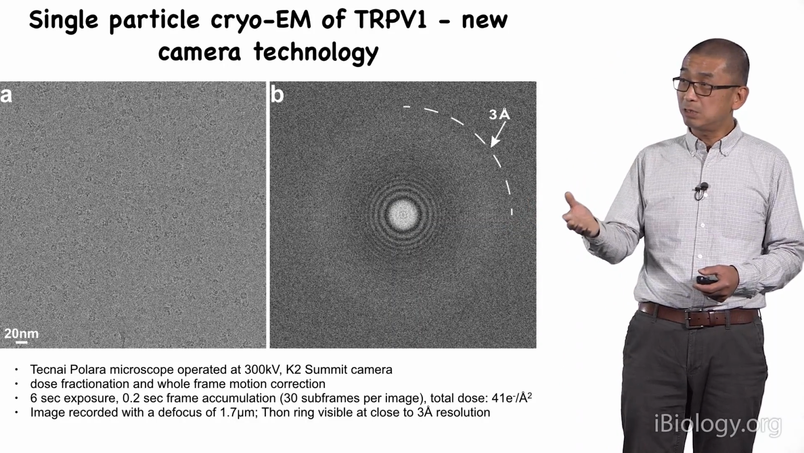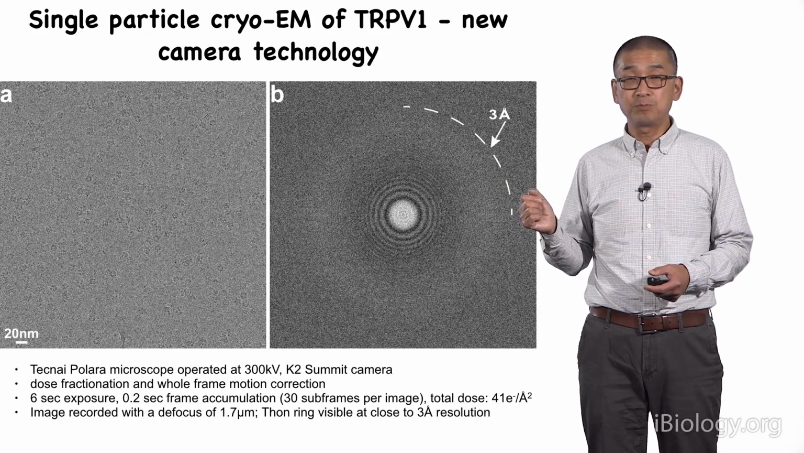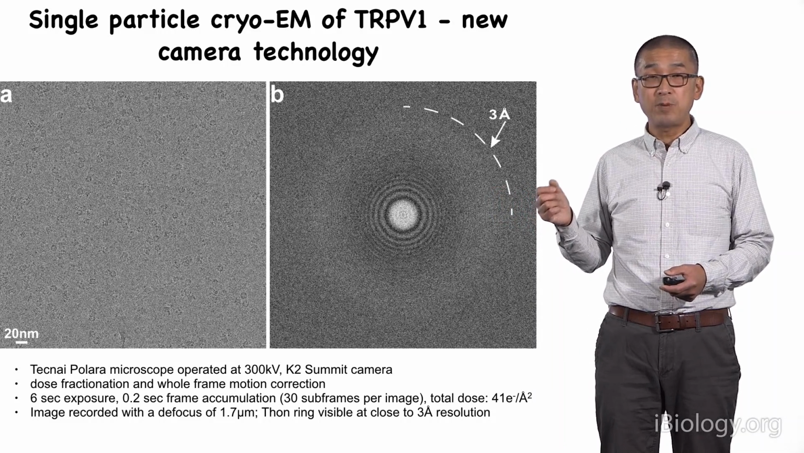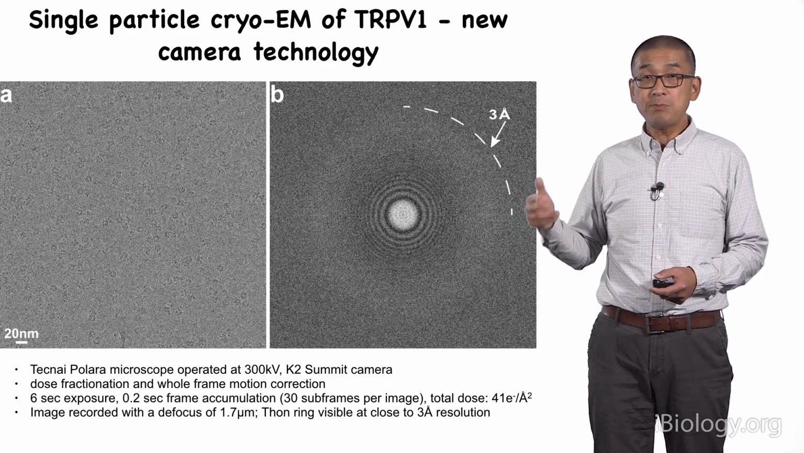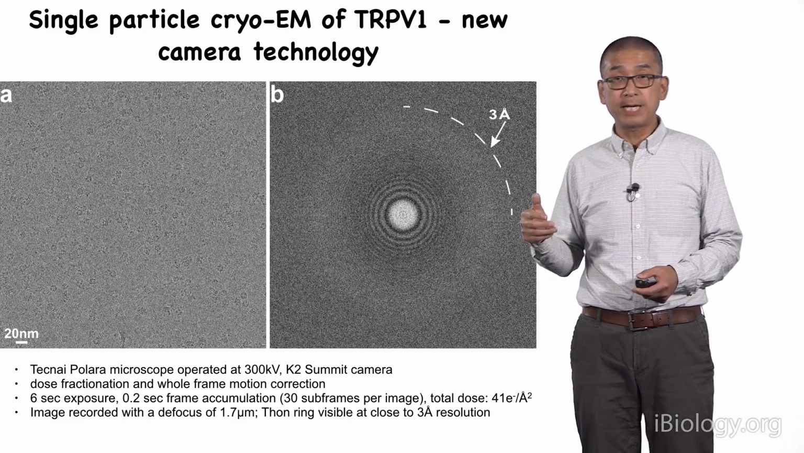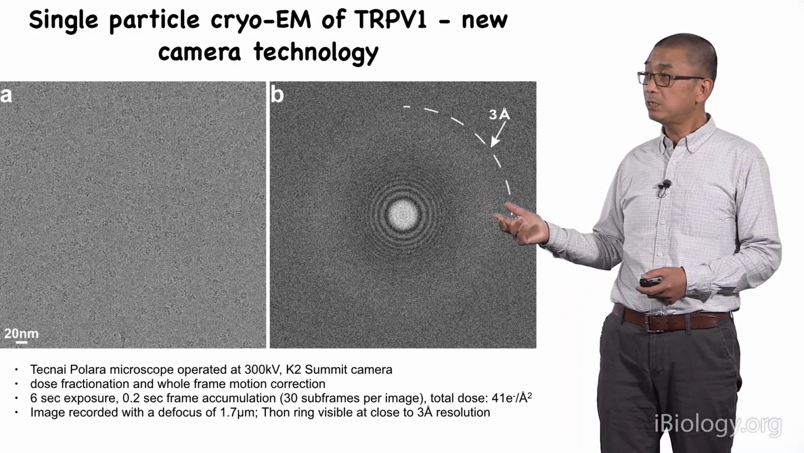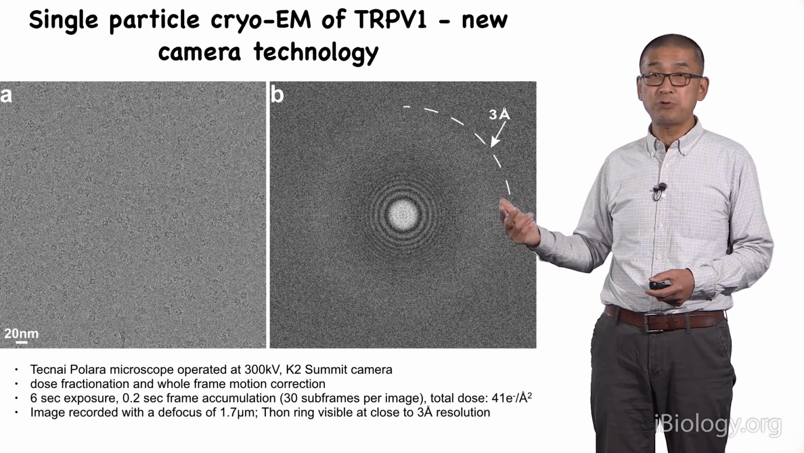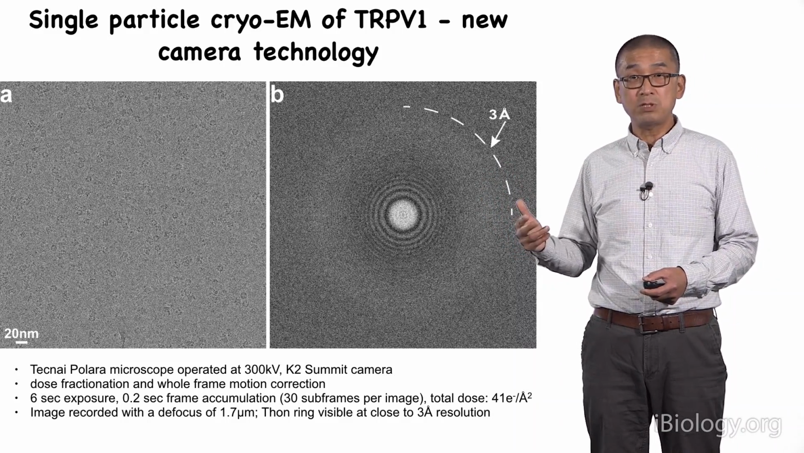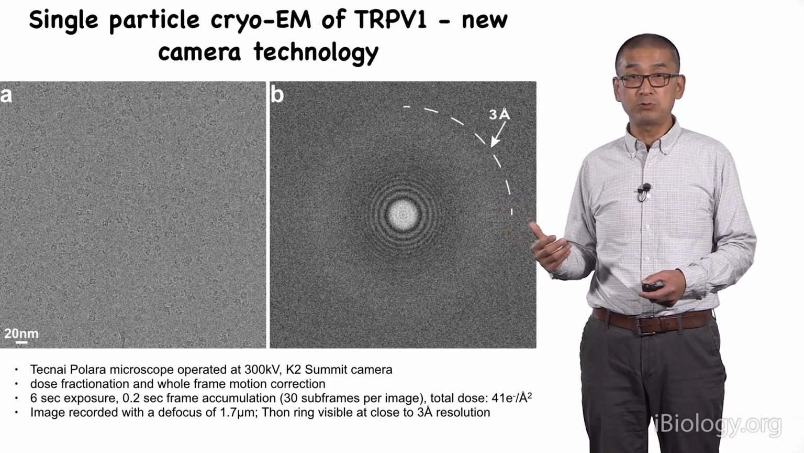Now here on the left is an electron micrograph of, again, this TRPV1 embedded in a thin layer of ice. But this image is now recorded with a K2 camera in counting mode, after motion correction. Shown right here is a Fourier transform of this image. You can see that the Thon ring goes all the way to 3 angstrom, suggesting this image has a quality that could enable us to get an atomic resolution structure.